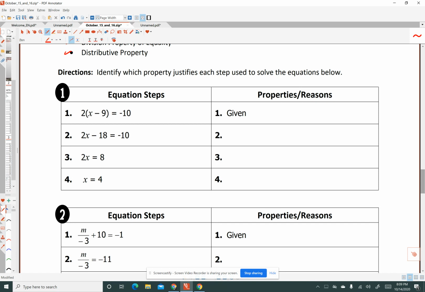So what's happening here? So this is our given equation. These are like proofs, and you'll do a lot of these in geometry. So this is our given, so we write given. So now what have we done next? What enabled us to get from here to here? Well, clearly here it's the distributive property. So I'm going to write distributive property.